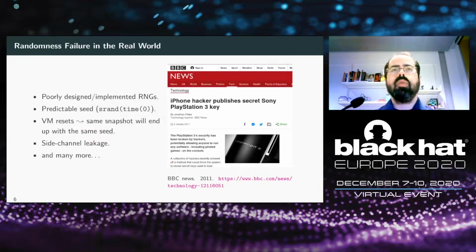Randomness failure is not only of academic interest and can actually manifest in many different ways in the real world. Perhaps due to a poorly designed or implemented random number generator, or maybe the initial state of the random number generator was predictable, like a timestamp, or perhaps a virtual machine resets to a previous snapshot version and then repeats the internal state of the random number generator, producing the same nonce for two different signatures. In the context of this talk, I worry about sidechannel leakage, in which the attacker is able to obtain information correlated with bits of the nonce.